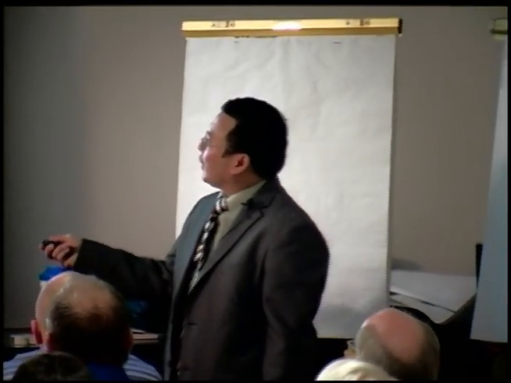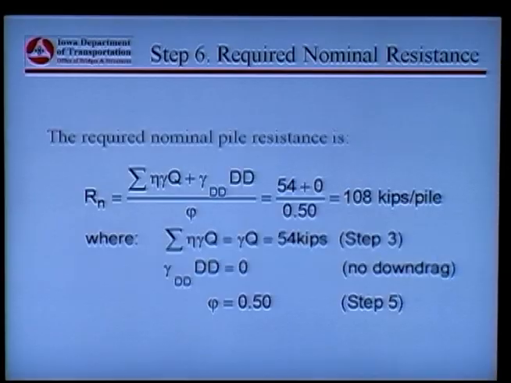And with that, you have Rn on this side and the rest on this side. If you do have downdrag, you can include this component. The downdrag will contribute an additional load on the pile.